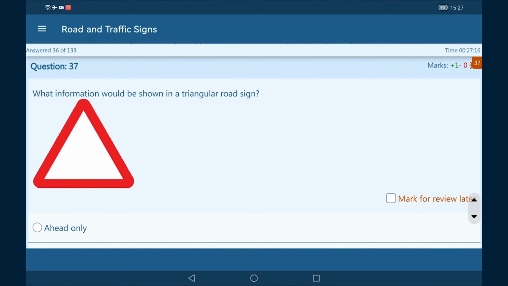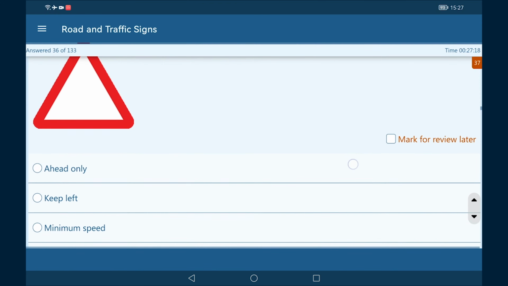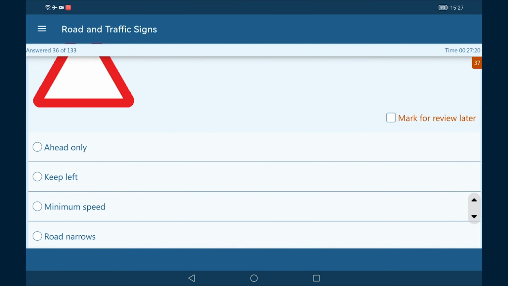Option 1, ahead only. Option 2, keep left. Option 3, minimum speed. Option 4, road narrows. The correct answer is option 4, that is road narrows.